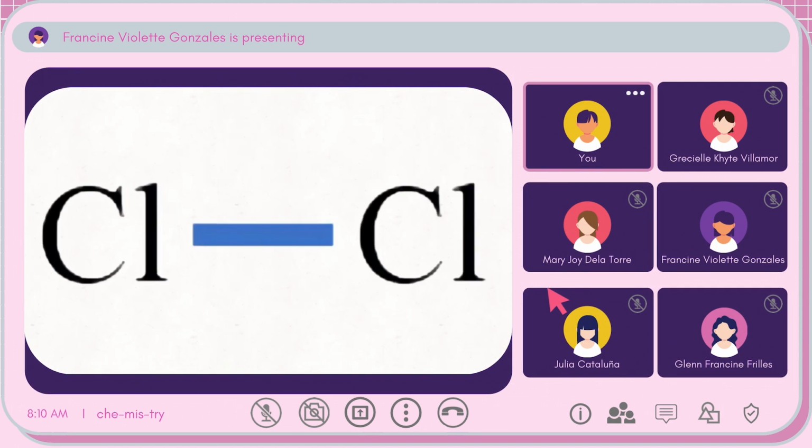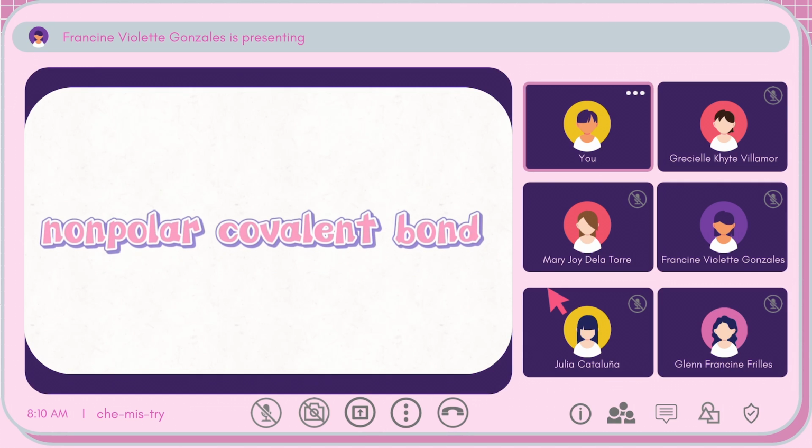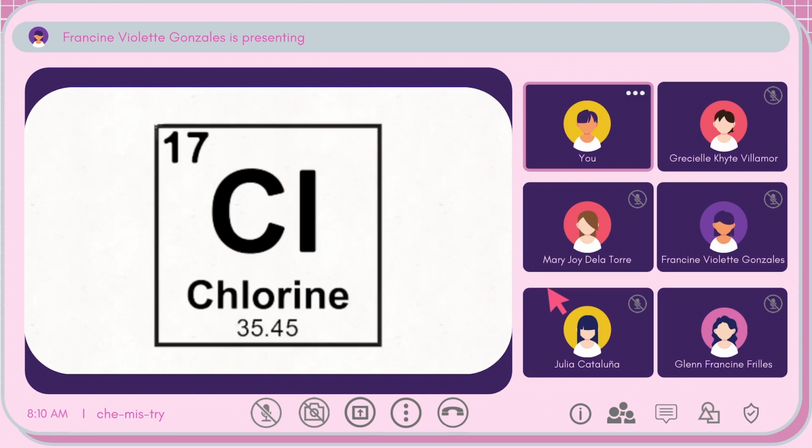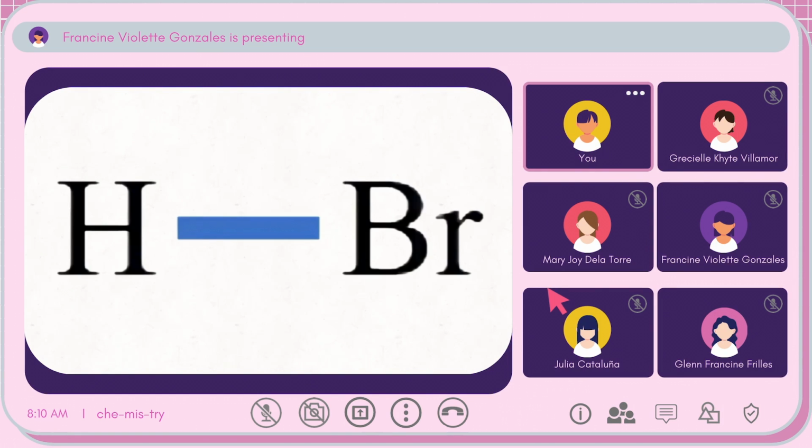Next is 2 chlorine atoms. By definition, when the given bond contains 2 nonmetals of the same element, it is considered a non-polar covalent bond. The electrons in this case are shared equally as the elements are both chlorine. Third example is hydrogen bromide. As both elements are nonmetals, but different, this may be a polar covalent bond.